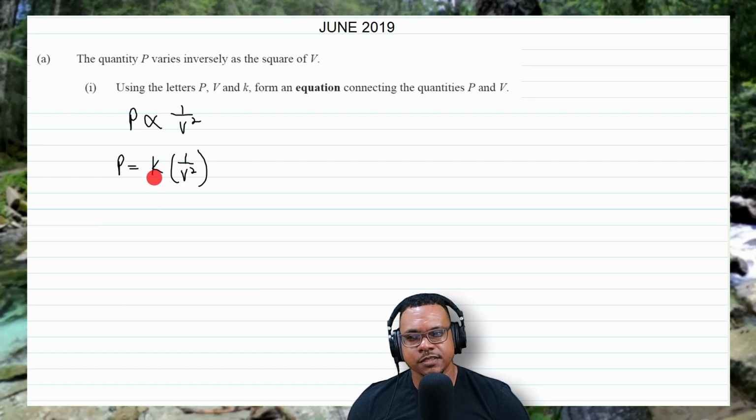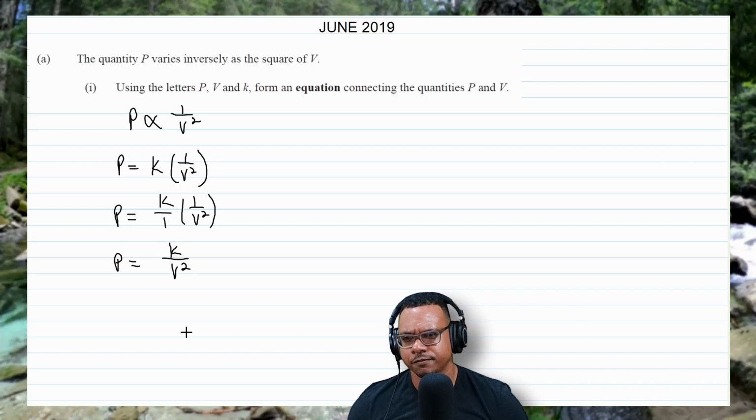Now what you can do to further simplify this is recognize that this will be k over 1 multiplied by 1 over v squared. So the k times 1 will be k, and the 1 times v squared will be v squared. So you'll have p is equal to k over v squared.